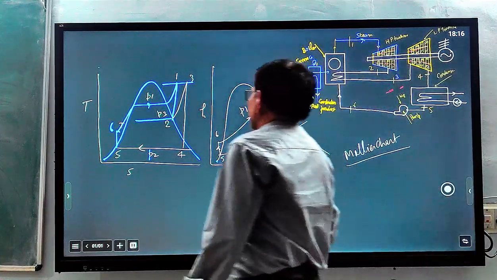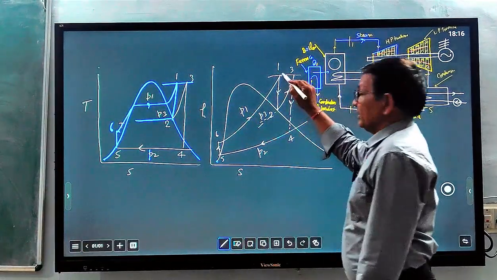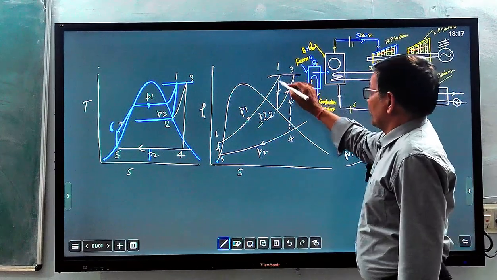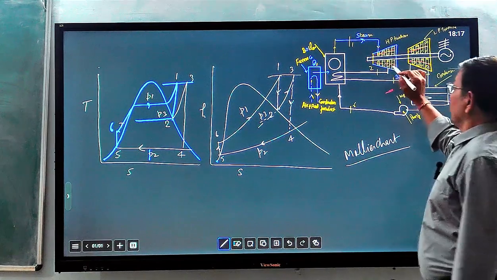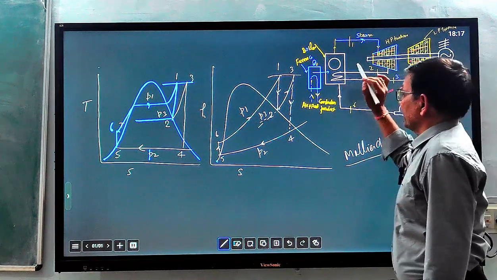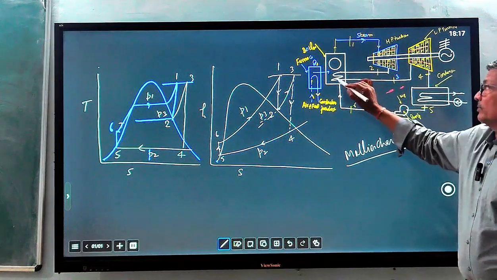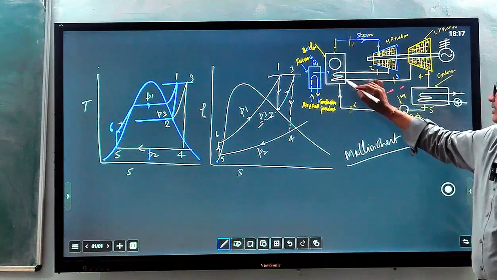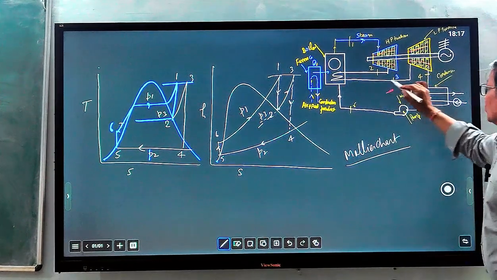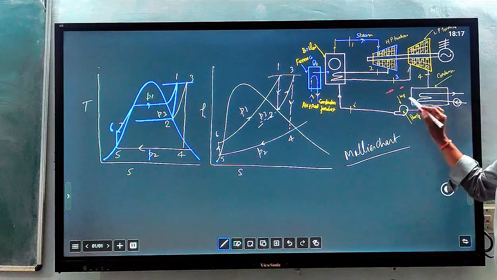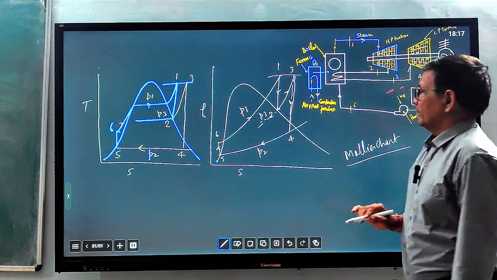You see here, I explain that process 6 to 1 is a heat addition process, and 1 to 2 there is expansion in the high pressure turbine, and from here it is taken back again for heating. From 2 to 3 it is heated inside the boiler in presence of the combustion gases, and then 3 to 4 it is again expanded in the low pressure turbine.